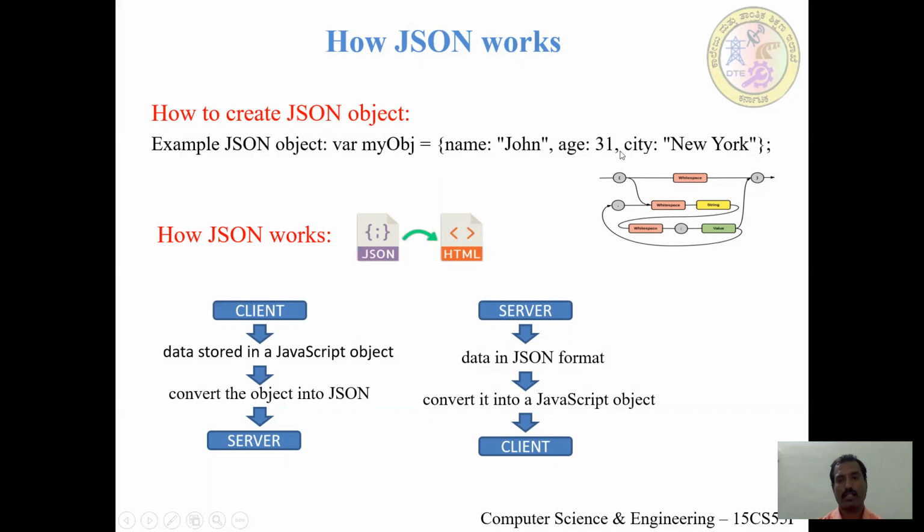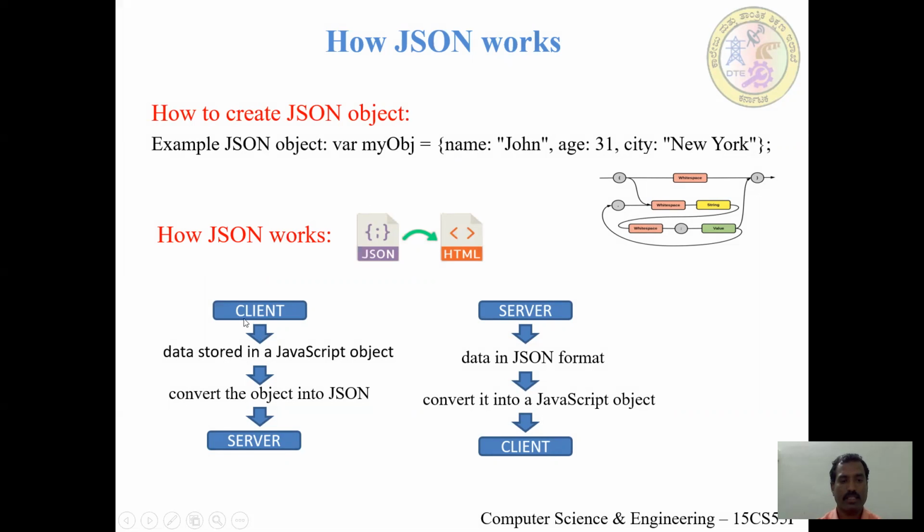In the flower bracket, we need to enclose all the objects. In the sense, the values have to be enclosed in the flower bracket. To create the JSON object, this diagram explains the syntax. That is, it has to be stored in the form of key value pair.